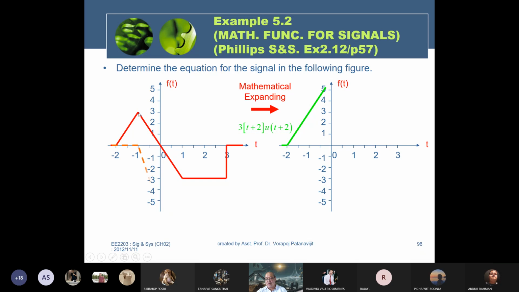Next one, changing the value at time equal to -1, is here: minus 6 t plus 1 and u t plus 1. Next step, you change the slope again at time equal to 1 second. This term is 3 t minus 1 u t minus 1. And the last one changes only the value. At this point, it requires only the unit step function 3 u t minus 3.